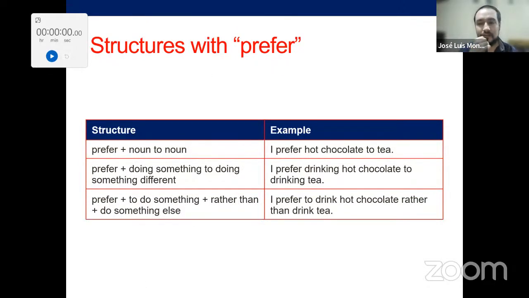And this is what I was telling you before also, Astrid. Here, more than or only than, you can use to, or you're going to use rather than. Okay, so take a look at these words, please. Noun to noun, doing something to doing something, or to do something rather than do something else. And here you use base verb. Okay, so let's read these examples, the structures plus the examples, please, Astrid.